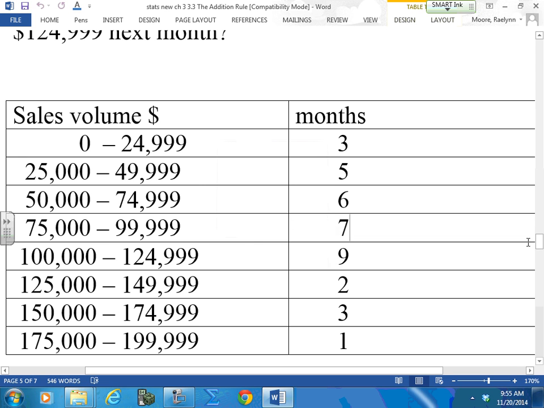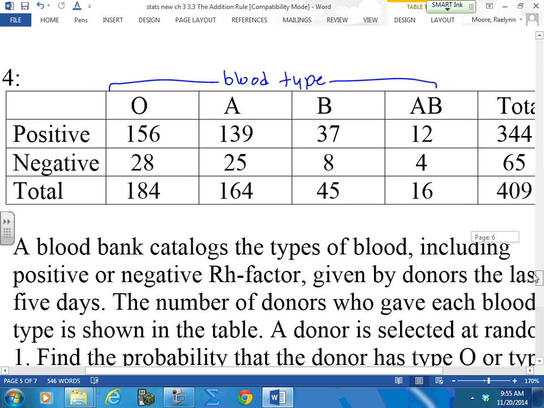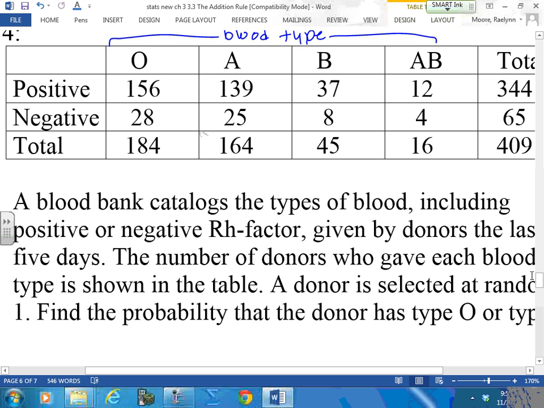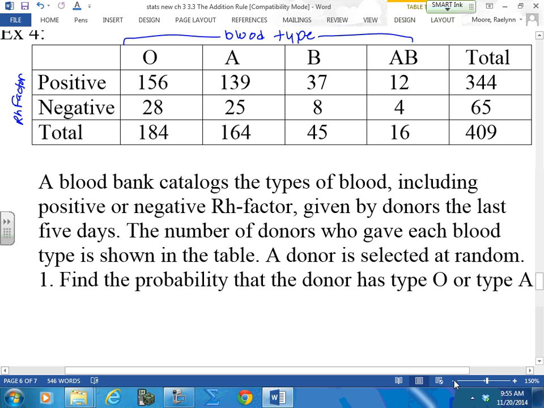For some odd reason, it's my right side of my board. Okay. We're going to jump down here for your blood donor one.